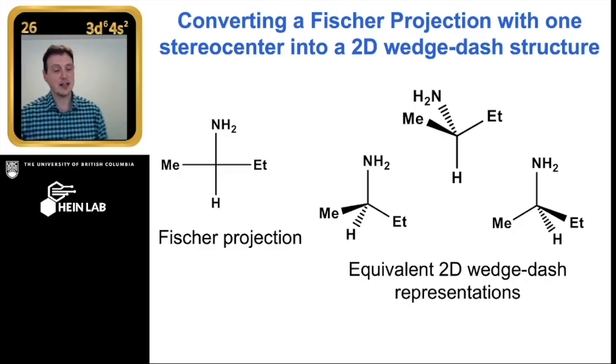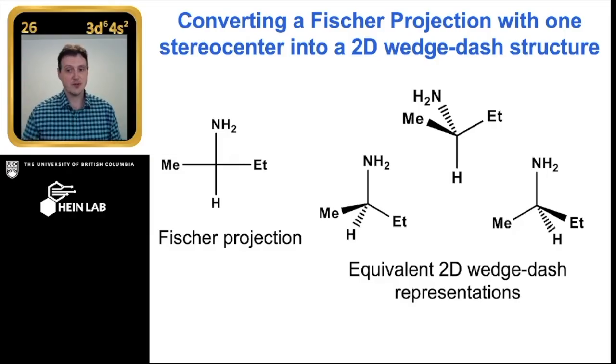So just something to practice through. Take that structure as drawn and then just practice rotating or manipulating it. Every one of those three 2D structures corresponds to the same Fischer projection. The way you would see it really depends on orientation.